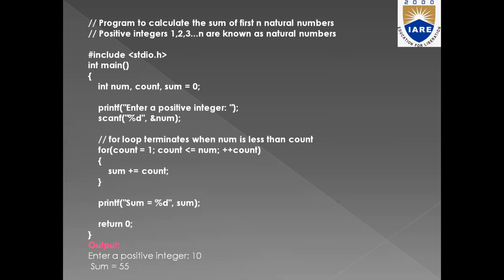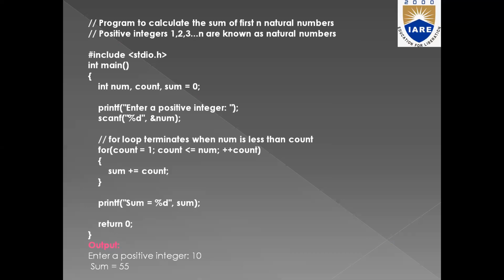Now we are writing the loop, which terminates when count is greater than num. For count equal to 1, initially we are initializing count equal to 1. The condition is count is less than or equal to num. What is the count? 1. 1 is less than or equal to num. We are giving num as 10. 1 is less than or equal to 10, so it's satisfied. If it is satisfied, it enters the loop.